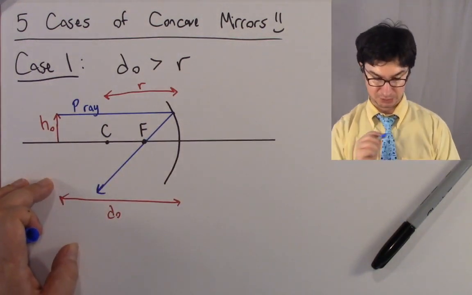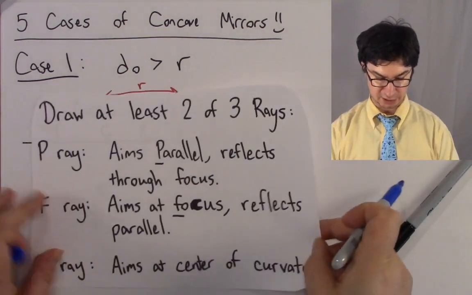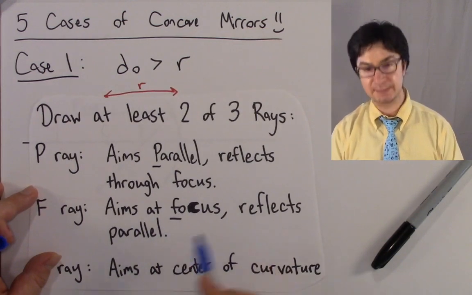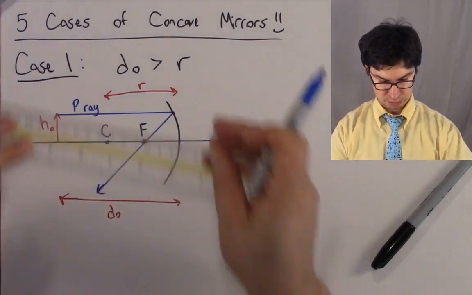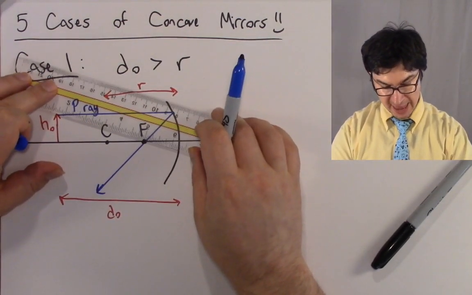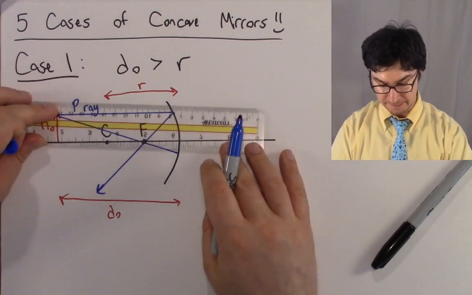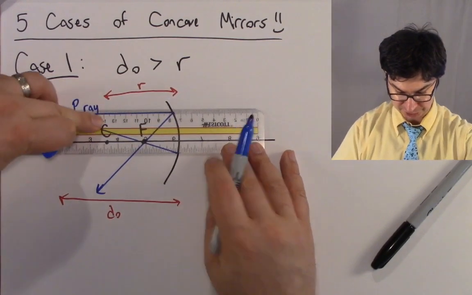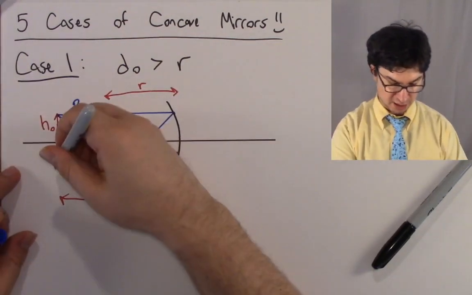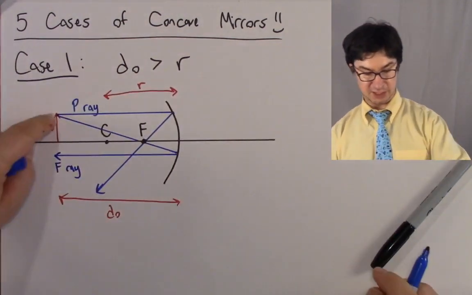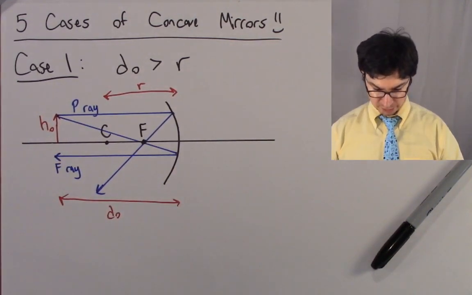Okay? That's one ray. The next ray that we want to draw is called the F ray. The F ray, if we take a look here, aims at the focus and it reflects parallel to the principal axis. So, we're going to take our ruler, we're going to aim at the focus, which you see here, and we're going to reflect parallel to the principal axis, just like this. And this is our F ray, because it aims at the focus and it reflects parallel. All right, now we're golden. We've got 2 rays.